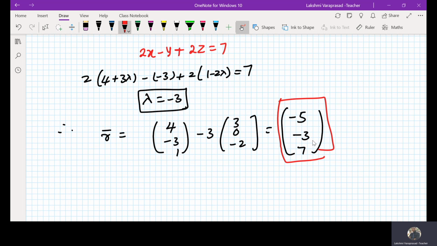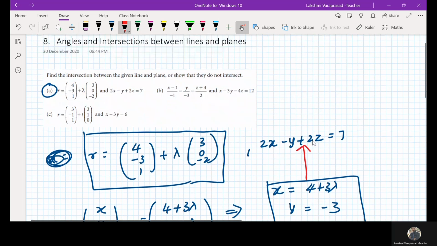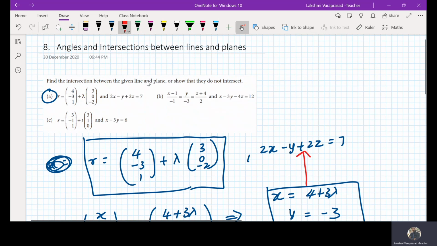Now, you may see that there are some cases where we cannot find the value of lambda or mu. Let's look into that case also. What does it mean when they do not intersect? How do they actually look? I feel this is going to be a case where they do not intersect. Let's try to calculate the second one.